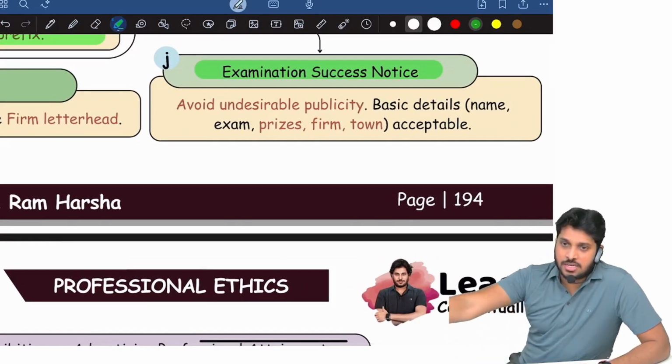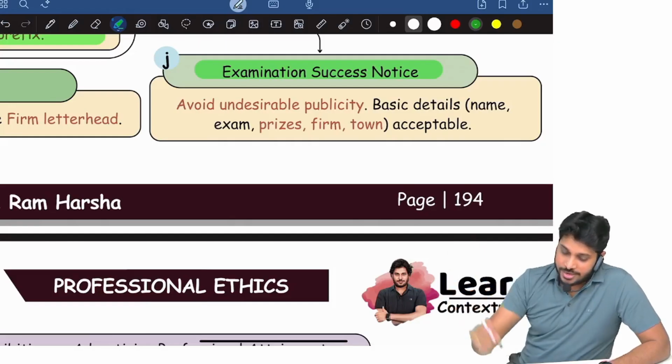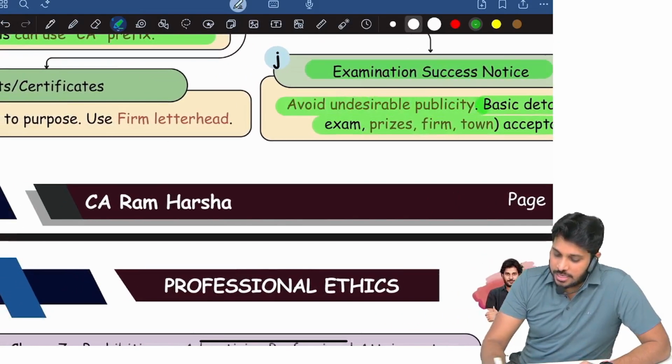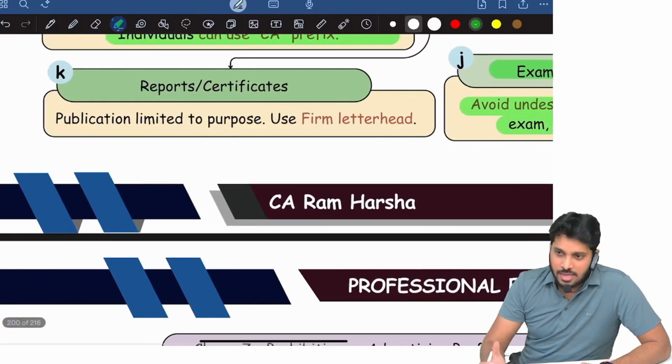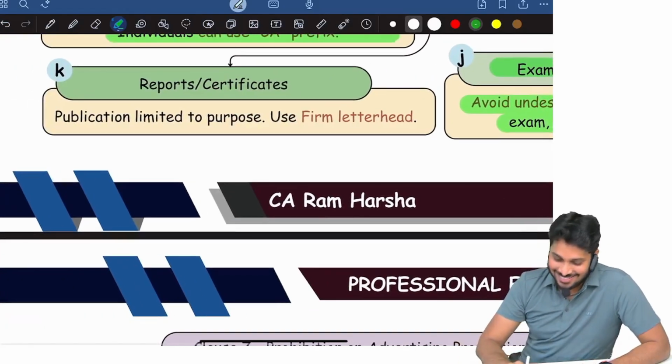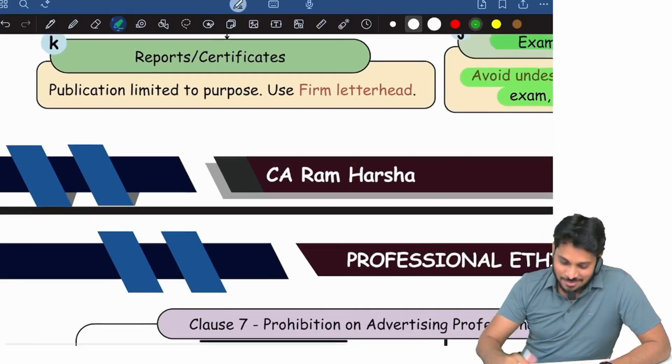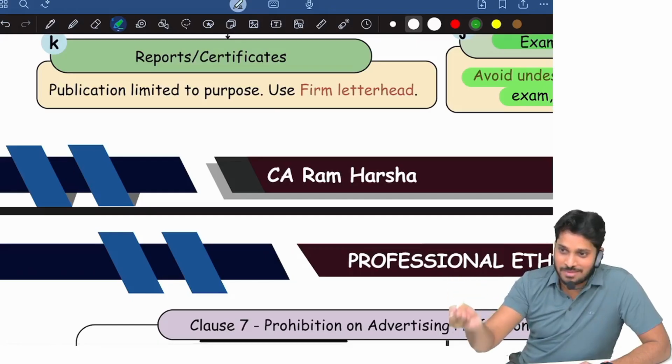Then, examination success notice. For example, my articled assistant got an all India rank. Can I advertise about this? You can advertise, but only basic details can be given. Avoid undesirable publicity. I hope you are able to understand all this? Fine, right? I'm not giving explanations because they're all very basic points.